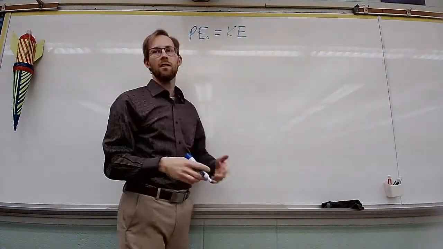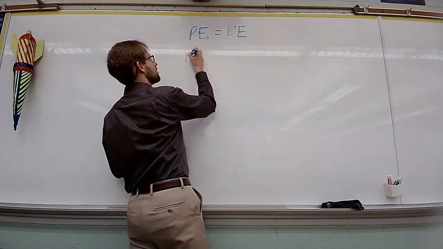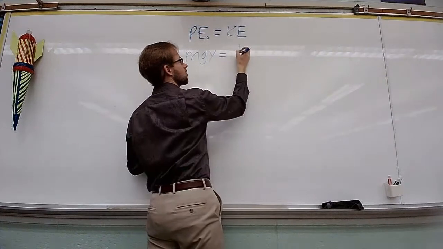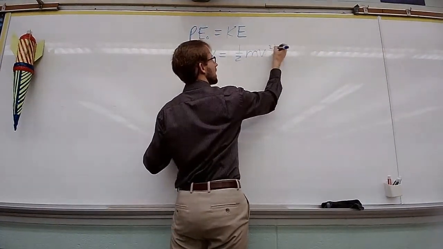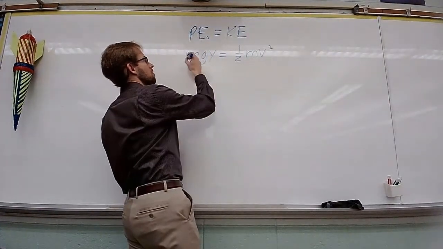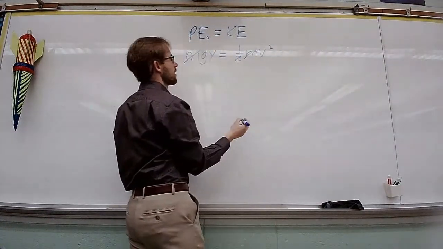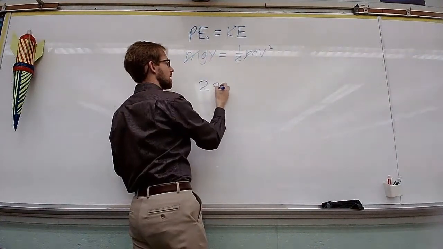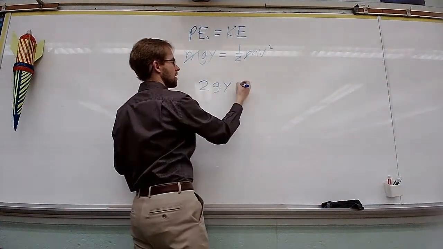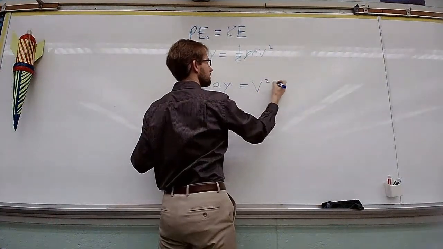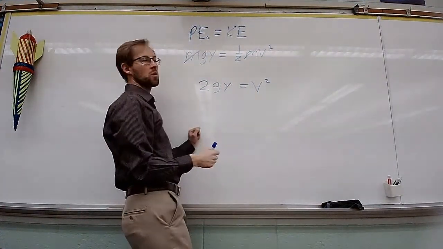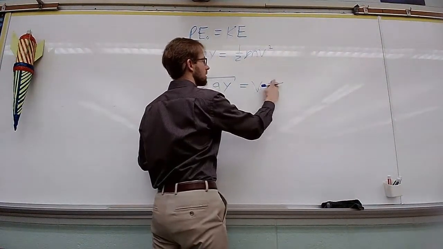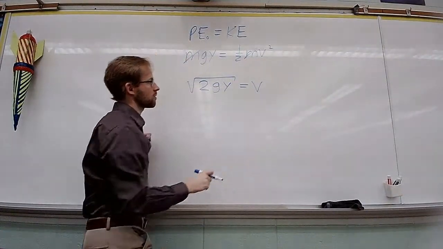So if you want to find out how fast you're going, you just go m times g times whatever that original height is, set it equal to 1/2 mv squared, and then you solve for the v. Masses go away, and in order to solve for that velocity, v squared is equal to 2 times g times that height y. And in order to get rid of that square for the velocity, we square root both sides. And that's what your velocity would be equal to.